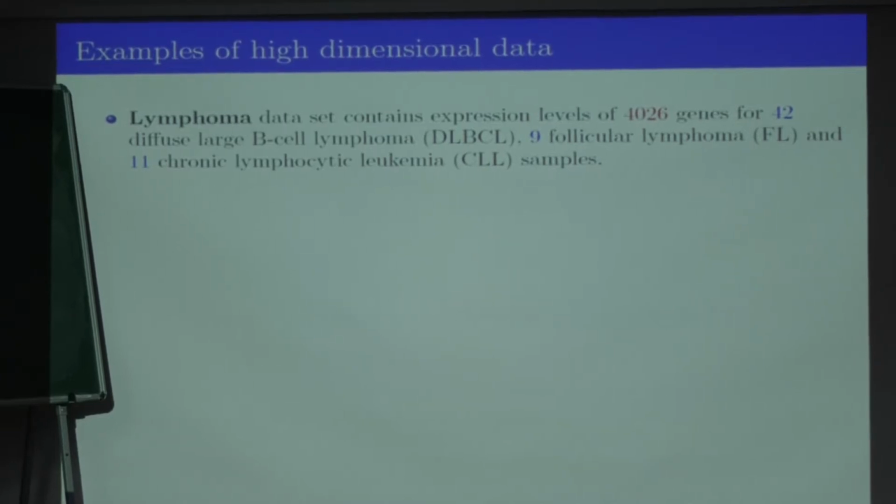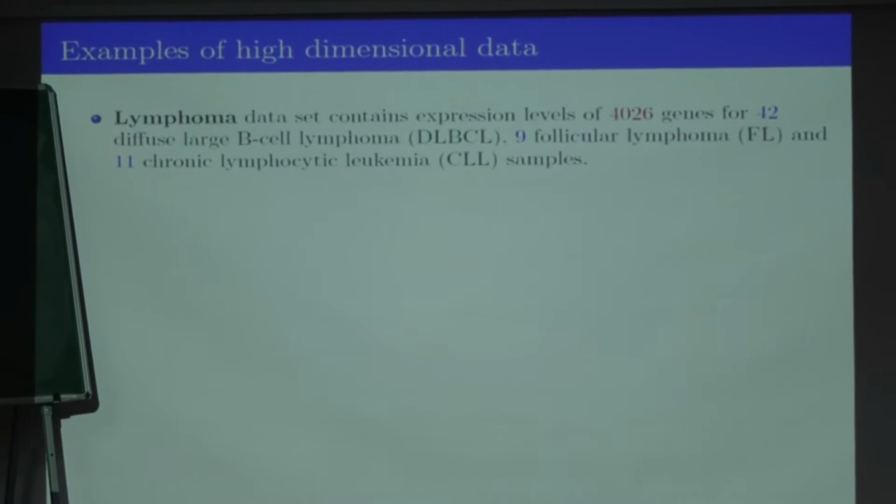to do some statistical analysis. For instance, here I have 3 classes, and from these 3 classes I have observations, 42, 9 and 11, with each observation of dimension 4026. Suppose that I want to develop a classification rule. That means if the gene expression level of a new cell is given to me, then I have to judge which of the DLBCL, FL or CLL classes it is coming from. That means I need to develop a classifier.